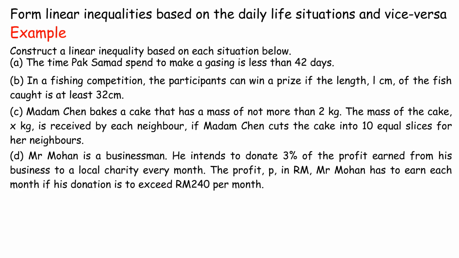D. Mr. Mohan is a businessman. He intends to donate 3% of the profit earned from his business to a local charity every month. The profit, P in RM, Mr. Mohan has to earn each month if his donation is to exceed RM 240 per month.